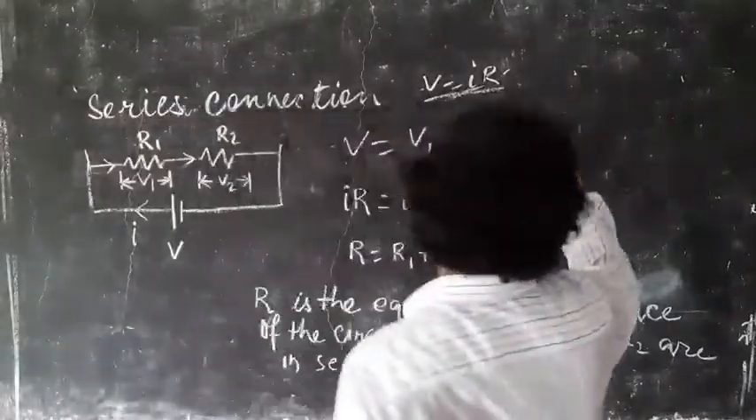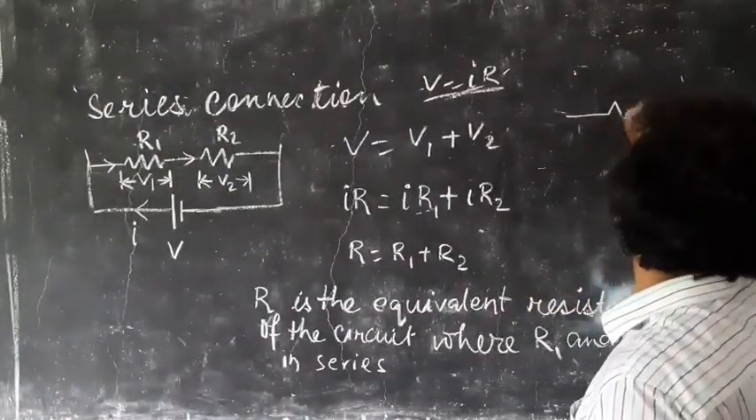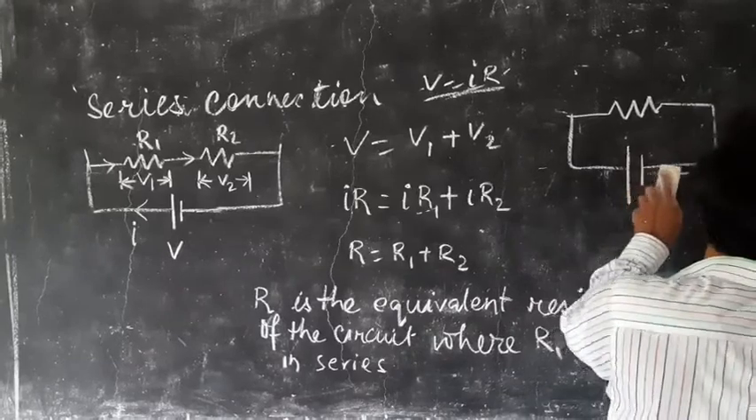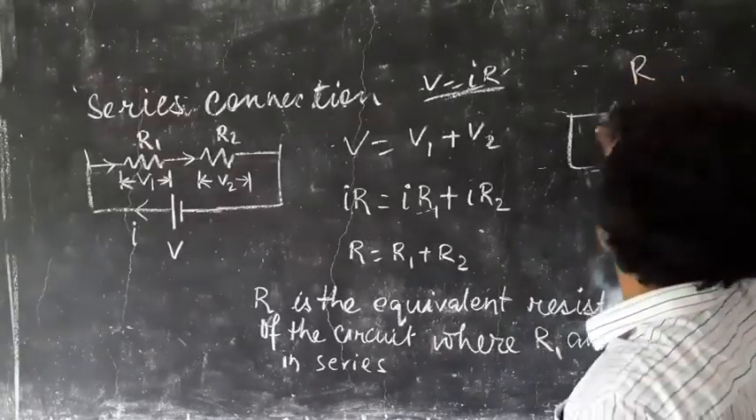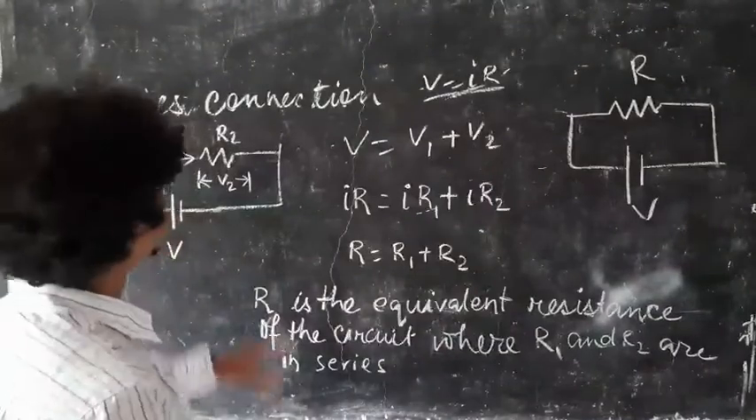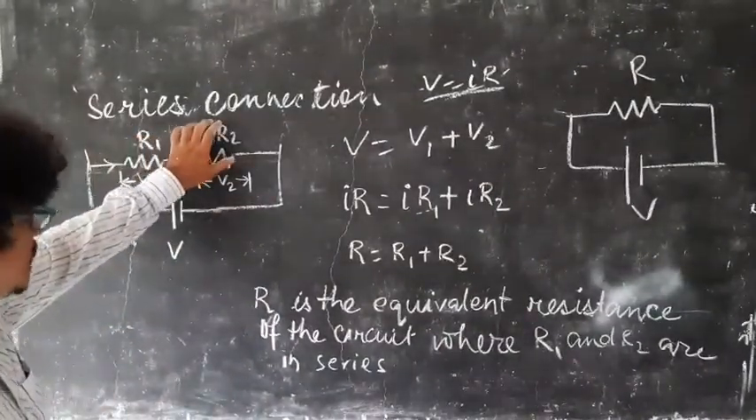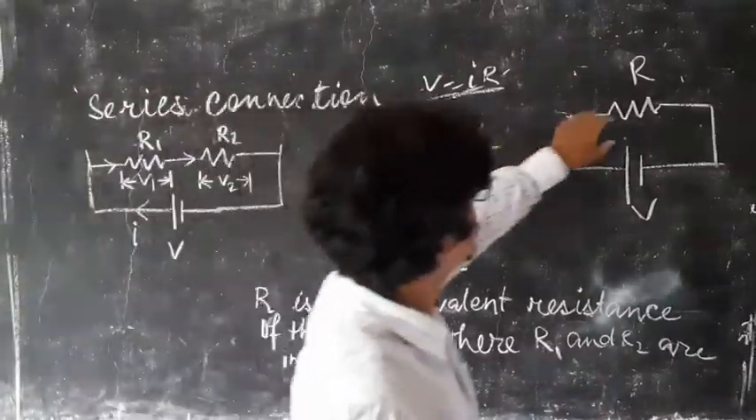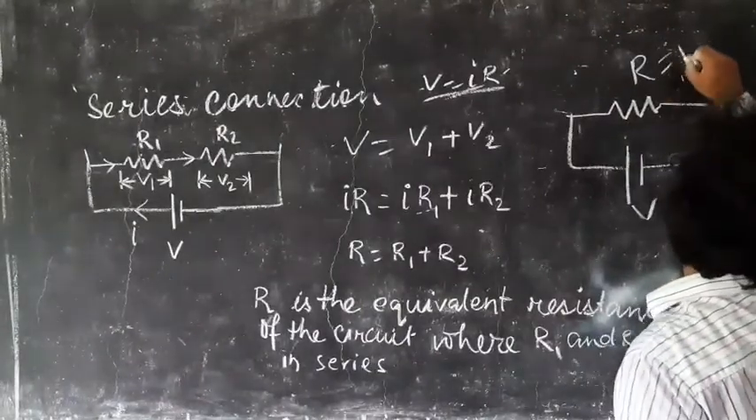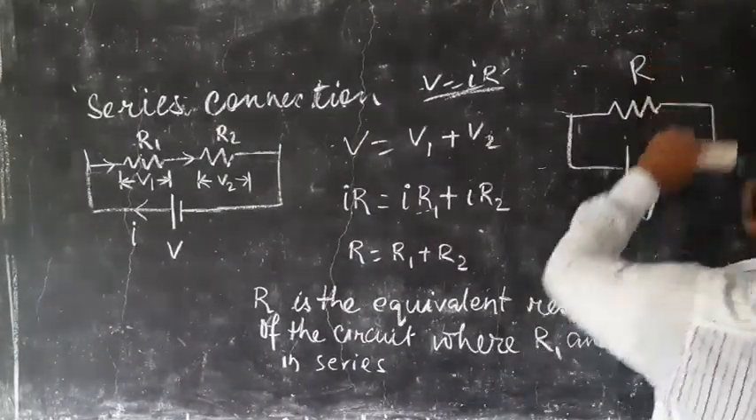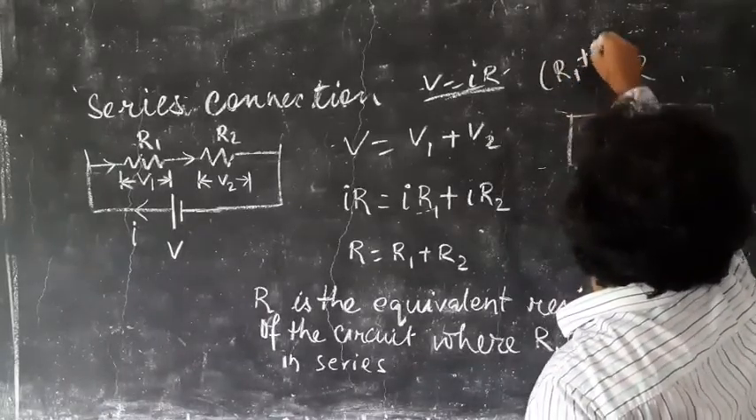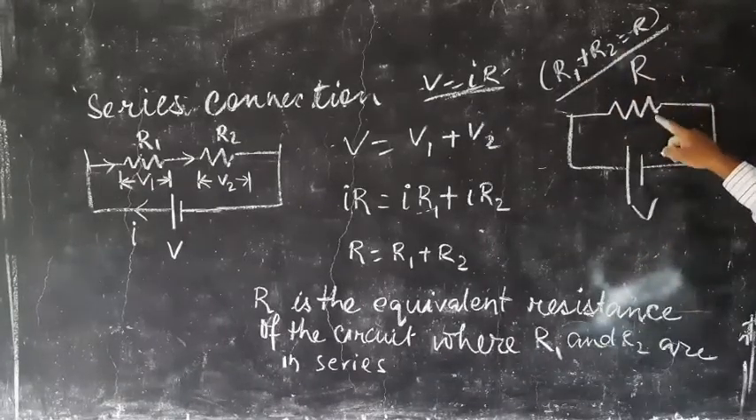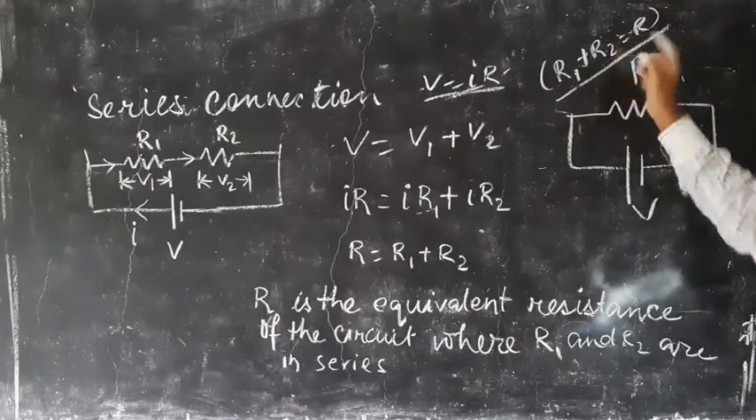That equivalent circuit, if I draw, this is the equivalent circuit. This is B, this is R. These two circuits are equivalent. Here R1 and R2 are two separate resistances, and we have replaced R1 and R2 with a single resistance whose value is equal to R1 plus R2. R1 plus R2 is equal to R. I have replaced R1 and R2 with a single resistance R, whose value is R1 plus R2.